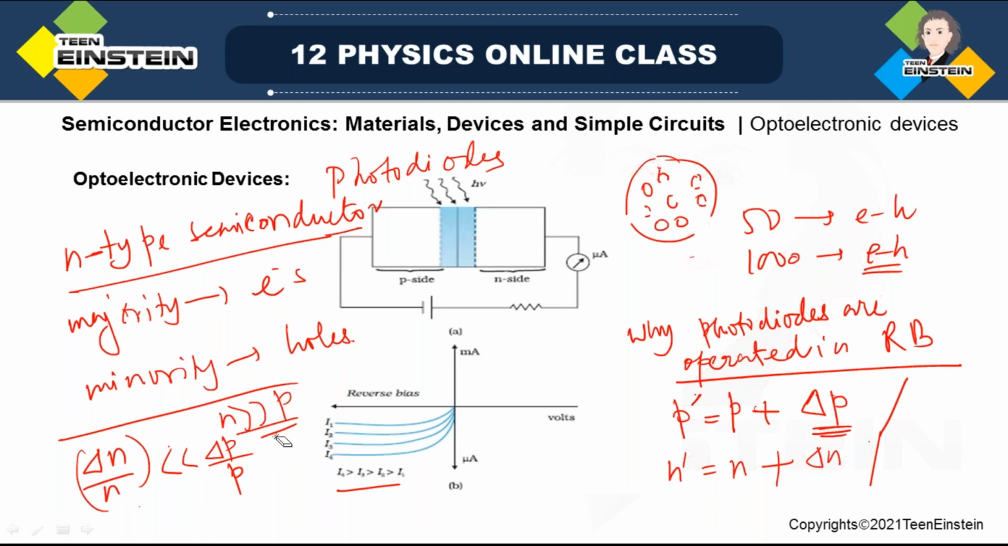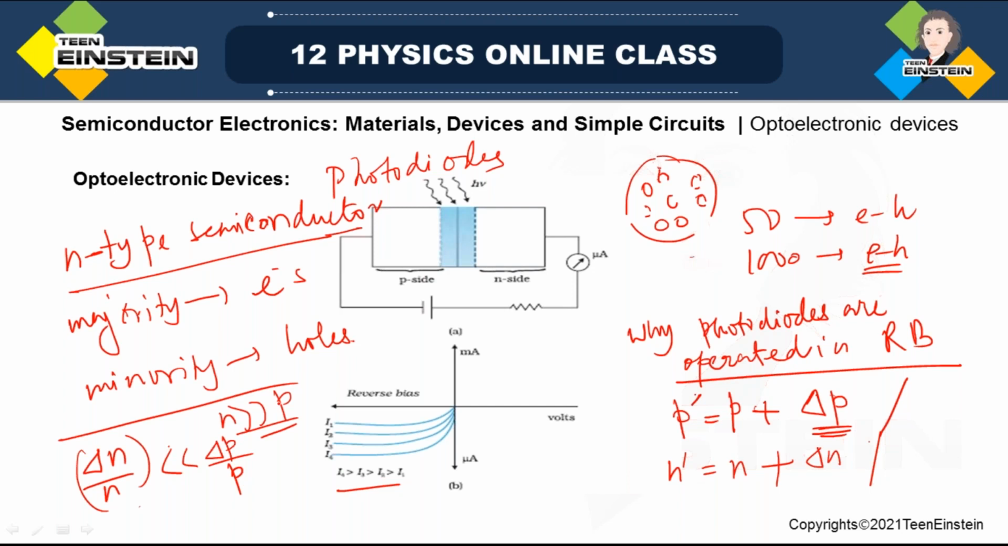Okay, or minority charge carrier, because majority charge carriers are electrons, n is much greater than p. Okay, n for electron, p for hole here. I'm just supposing. Now see the fractional change in the charge carrier density: delta n by n for electrons, and fractional change in the holes will be delta p by p, due to generation of holes.